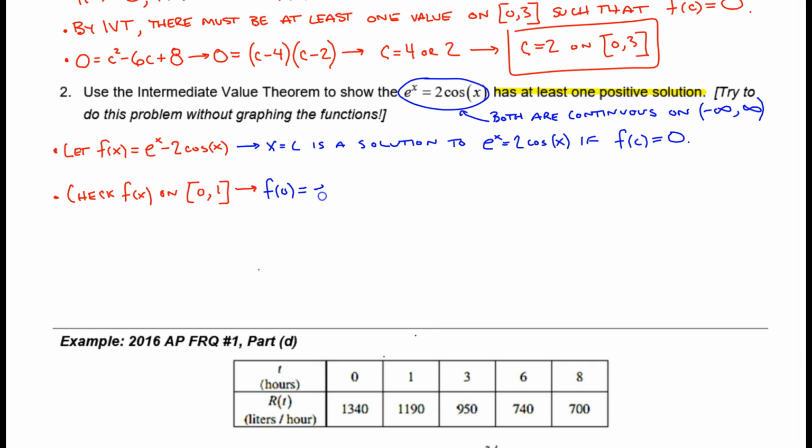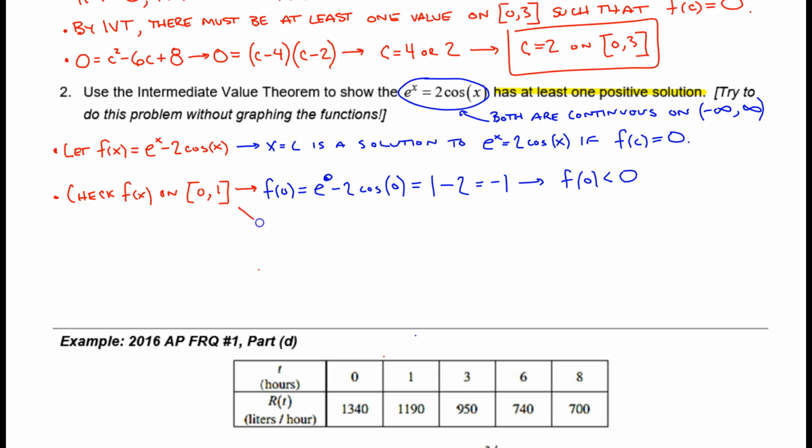F of 0 is going to be e to the 0 minus 2 times the cosine of 0. And let's think about that. E to the 0 is 1. That's a 0, by the way. E to the 0 is 1. And the cosine of 0 is 1. So this is 1 minus 2. That gives me an output of negative 1. So I'm going to make the following statement. F of 0 is less than 0.